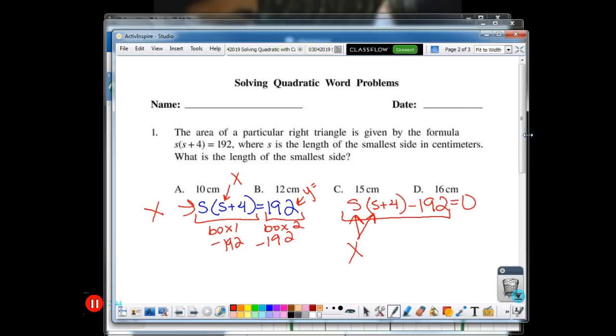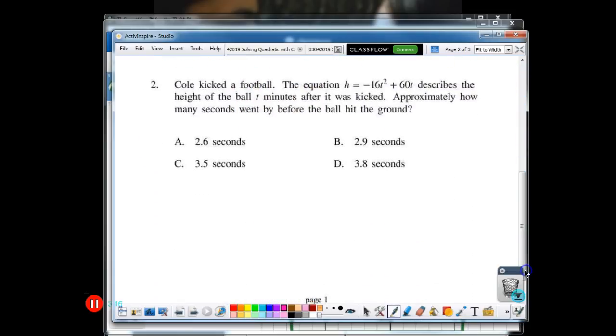Okay? So now, what is the length of the smallest side, right? So it was either x equals negative 16 or 12. But what is negative 16 centimeters, right? That makes no sense. Okay, so it cannot be negative numbers. When we're dealing with the real world, we can't deal with negative numbers. So my answer would be 12, which is B. Okay, so just be careful, right? No negative numbers in the real world.